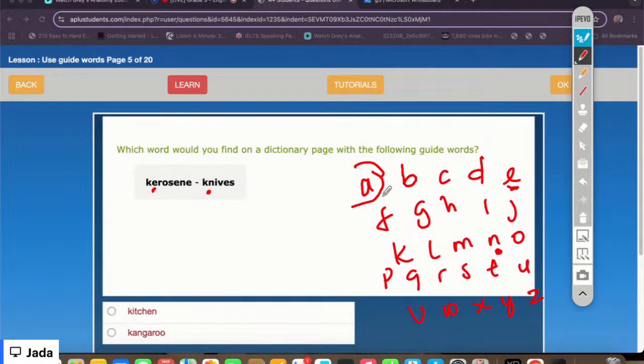A is behind. All right, but if we look at kitchen, we can find the I here. So there's I in between E up until letter N. All right, so that's why our answer will be kitchen.